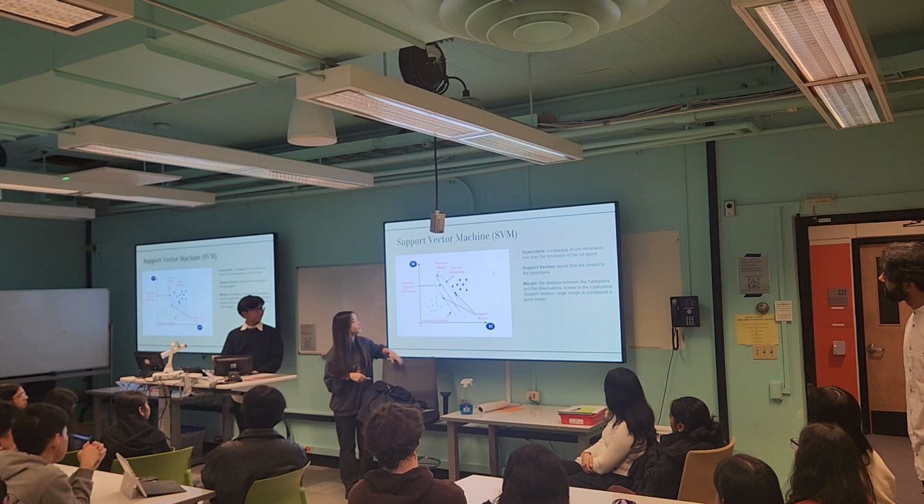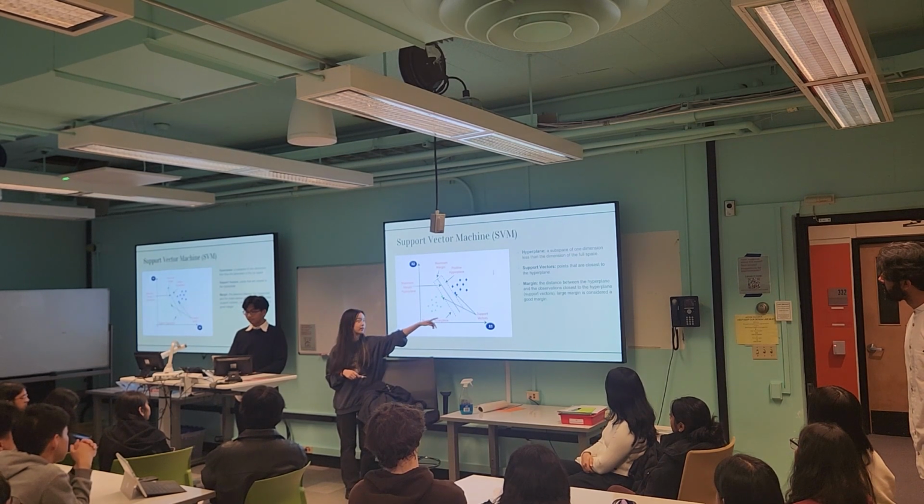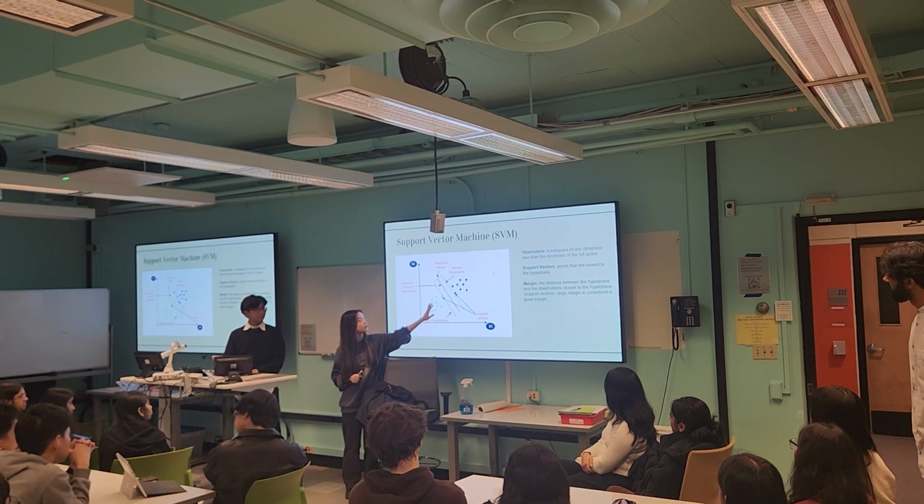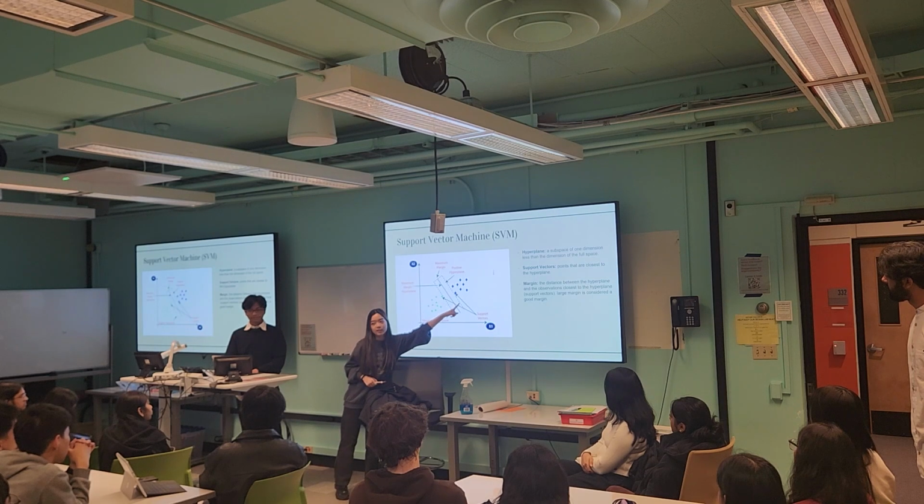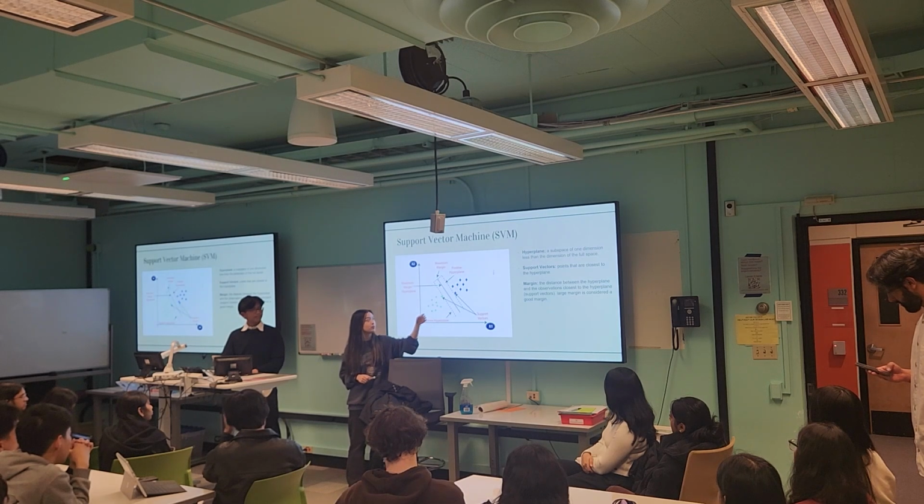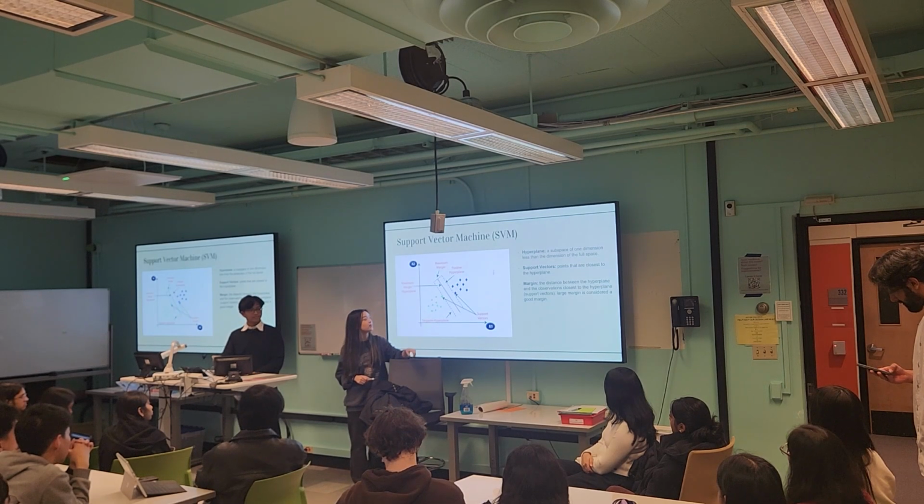Okay, so now we have 2 groups of data, and we're trying to find a hyperplane that best classifies those 2 groups of data. This dashed line here is called the negative hyperplane, which just touches the points of the negative class. And this dashed line here is called the positive hyperplane, which touches the points of the positive class.